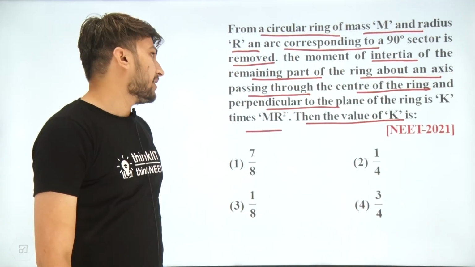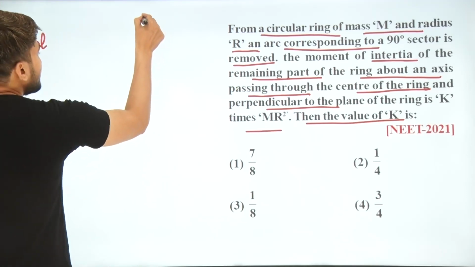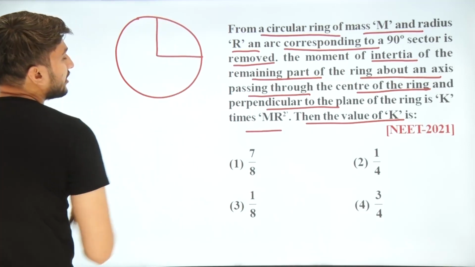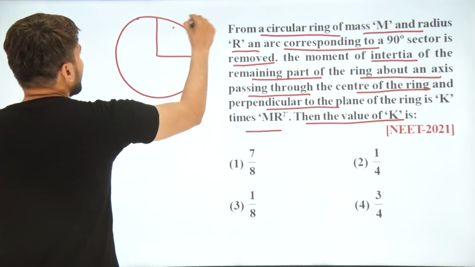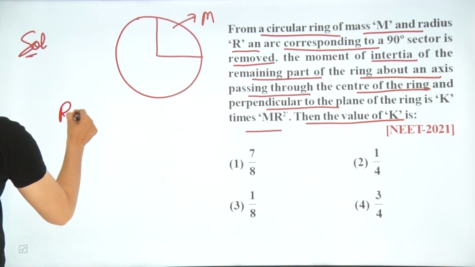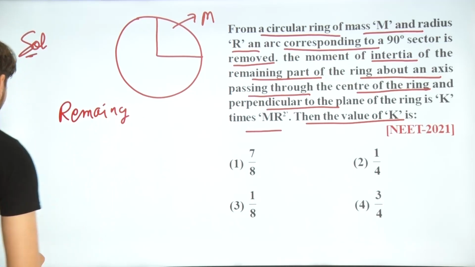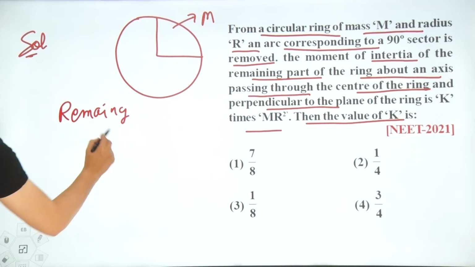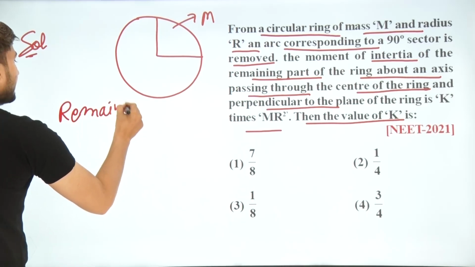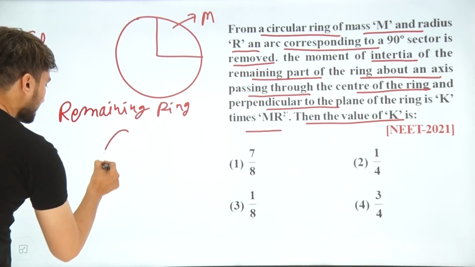Students, if I am talking about a ring, initially we have this ring. Now we have removed the one-fourth part, and the mass of the total ring is capital M. So the remaining ring is this.